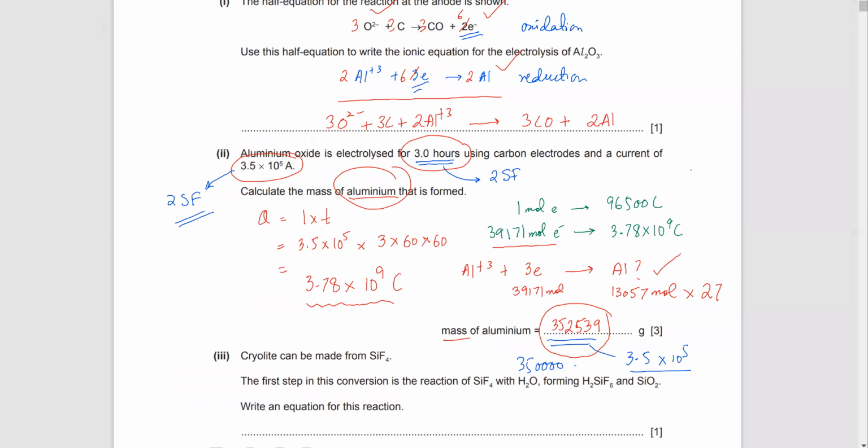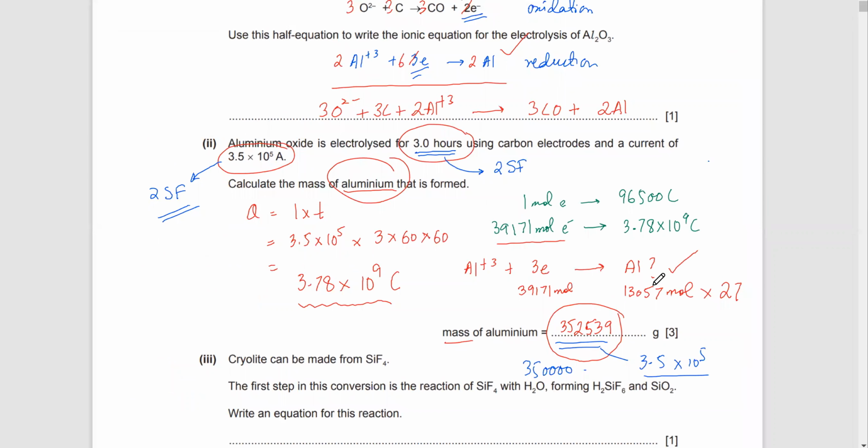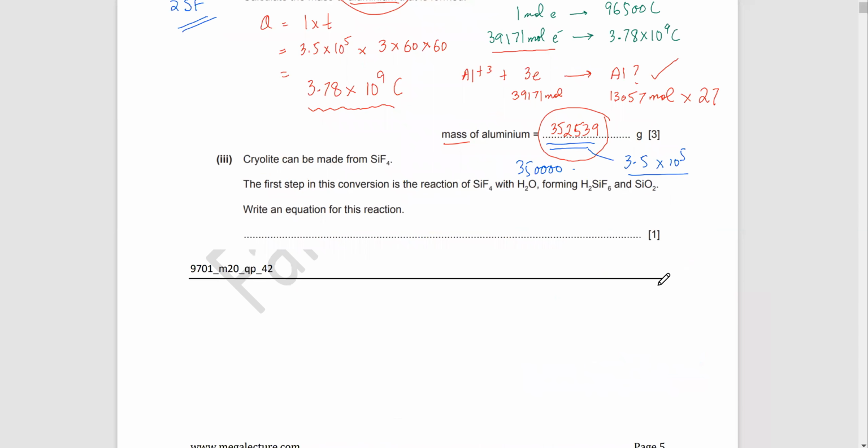Okay, is this clear? Sir, the aluminium, 13,057, where did we get that? We got the moles of electrons, right? So 3 electrons produce 1 aluminium, right? So it's 3:1. Every 3 electrons produce 1 aluminium. So 3917 moles, divide that by 3, you get this number. Is this clear? Oh, okay, thank you.